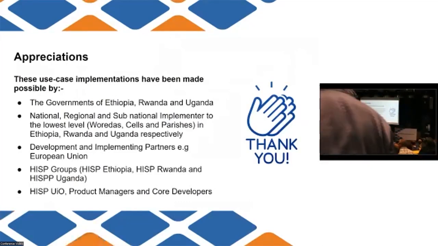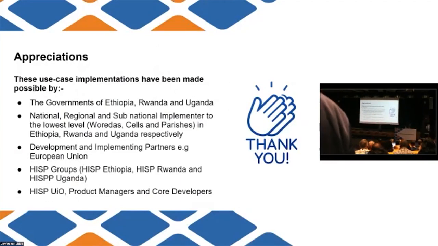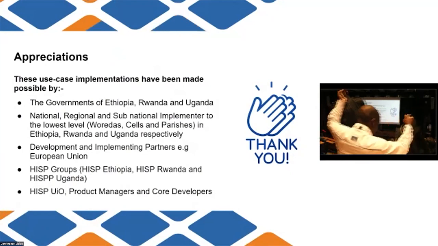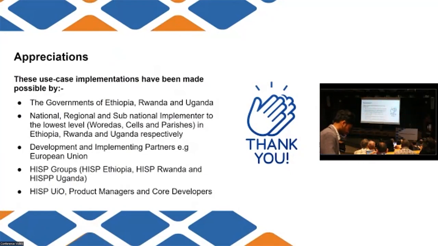The national and the regional implementation units that we have in these countries, the districts, ministries, and all that, the development partners that have funded this, European Union has been funding Uganda, and is now funding the implementation in Gambia. Then the HISP groups that have taken this work on Rwanda, Ethiopia, and Uganda, and also the UiO teams that we've been also disturbing and telling them, we need this. And when they say that we can't do it, we say, okay, DHIS2 can do everything, so we shall be able to fix it. Thank you very much.